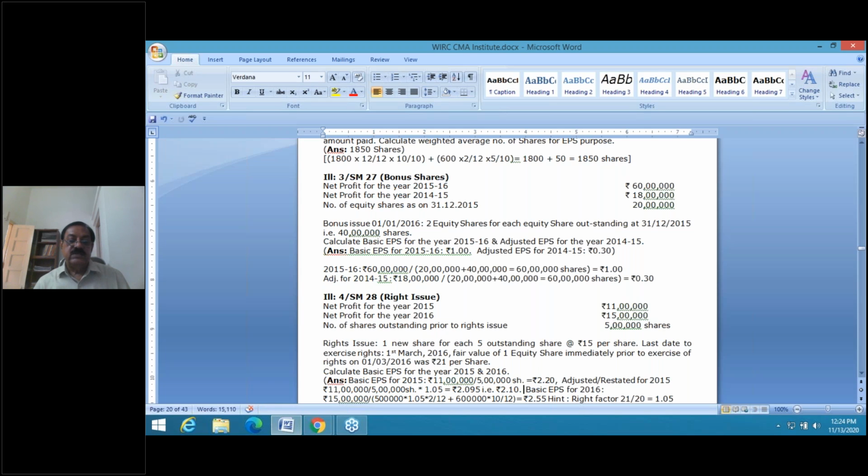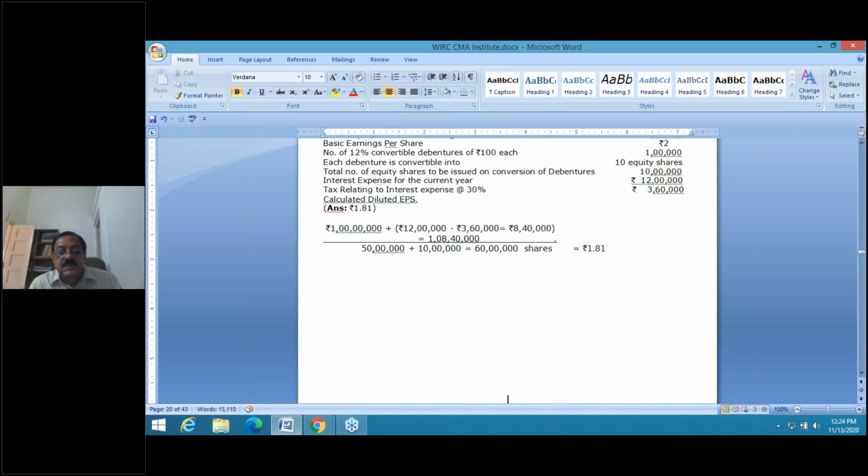Not only this, you will have to revise your last year's basic EPS. Last year it was in fact 2.20. Now you have to apply the value weights to last year's shares, because these 5 lakh shares were the same last year. So there also you will now revise: 11 lakhs divided by 5 lakhs into 1.05, that comes to 2.095. So I am rounding it up to 2.10. So friends, if you have the module, check the answer. This is, according to me, the right answer.